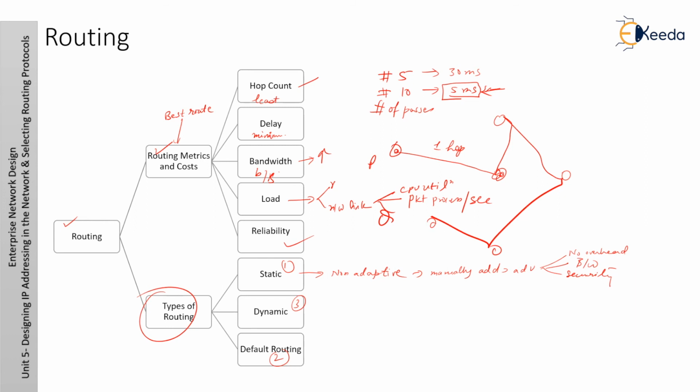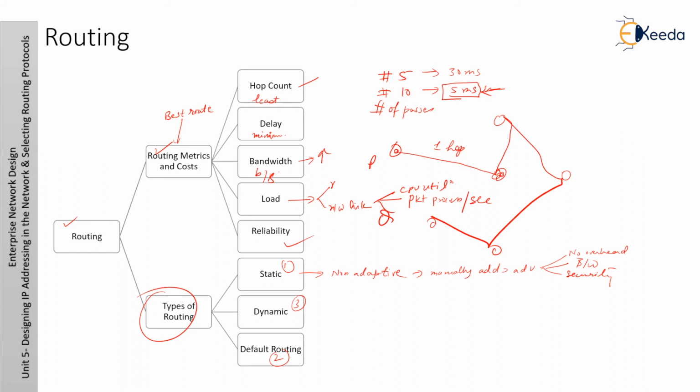But there are certain disadvantages. For a smaller network, it is okay. For a larger network, it becomes very difficult to add each route manually to the routing table. The system administrator should have good knowledge of the topology as he has to add each route manually.